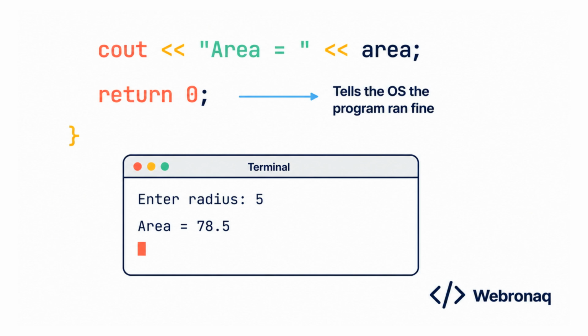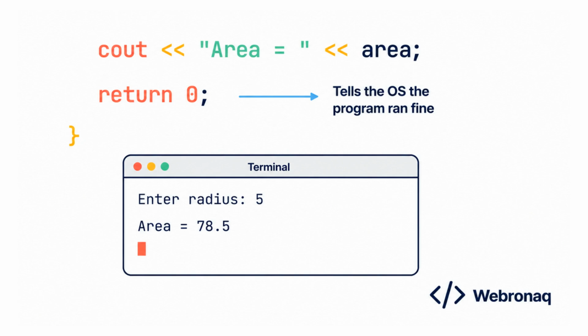The first line uses cout again, but notice something. We're chaining 2 insertions on the same line. First, we push the string "area = " into the output stream. Then immediately after, we push the value stored in the area variable. The cout object is designed to be chained like this, so you can keep adding pieces to the output without writing a new statement for each one. The result is a clean line on the screen that reads area = 78.5.